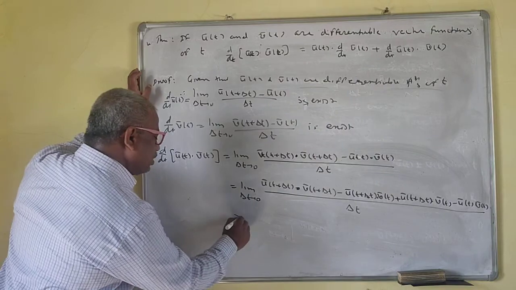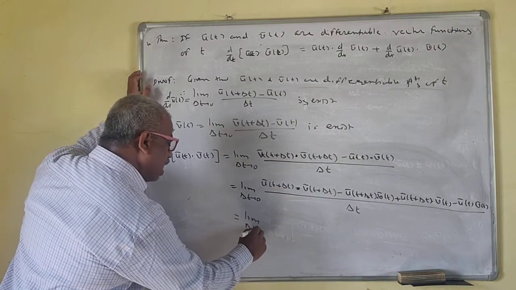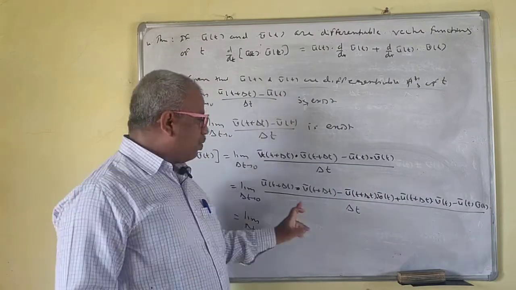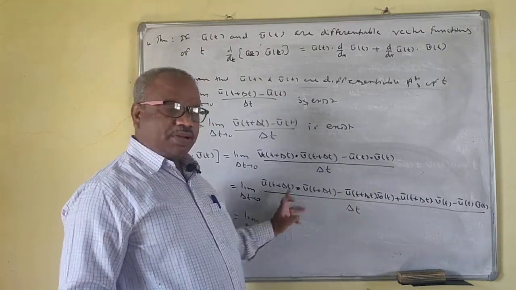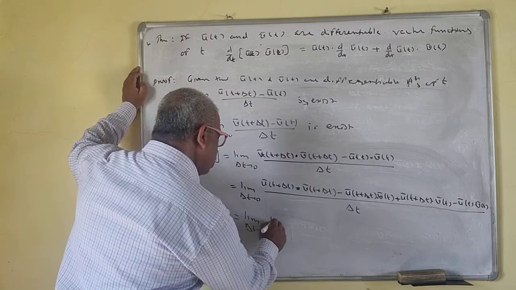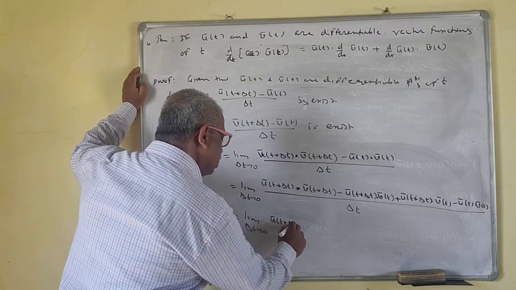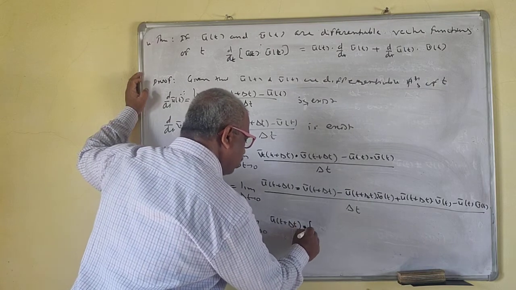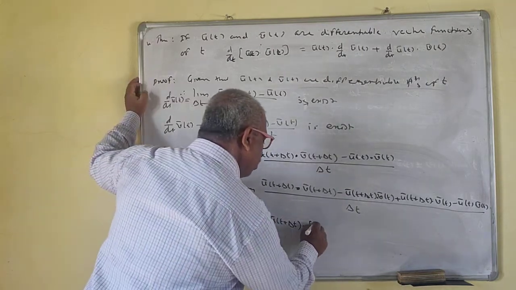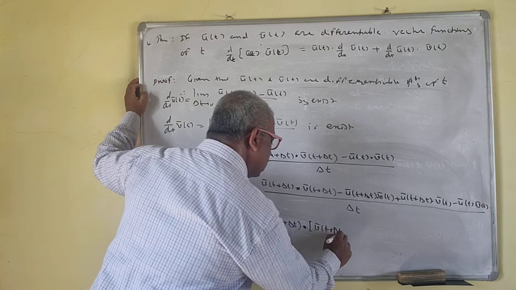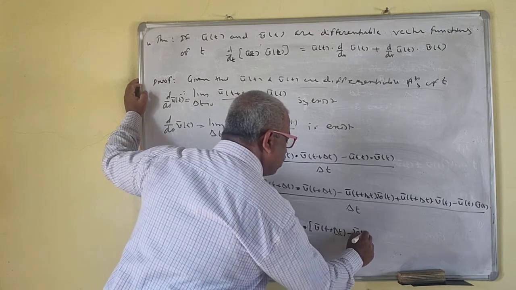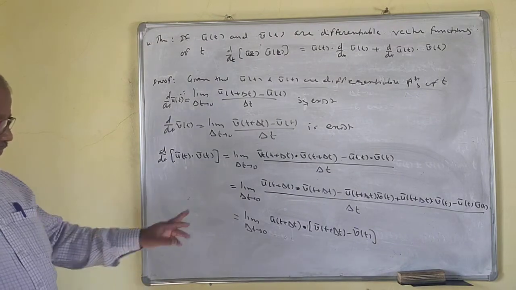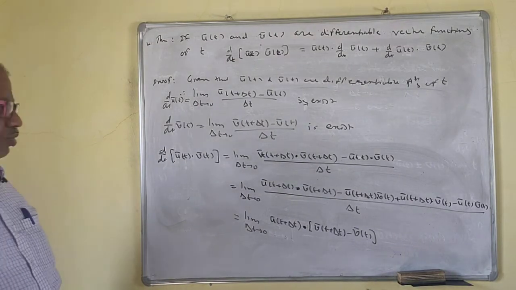So I can write this as limit. I have just added and subtracted this term, and that doesn't matter. Now here, u bar of t plus delta t, I will take common, with the dot. This dot is very important now. Dot v bar of t plus delta t minus v bar of t. So this distributive law is valid for vector valued functions, so that you know.